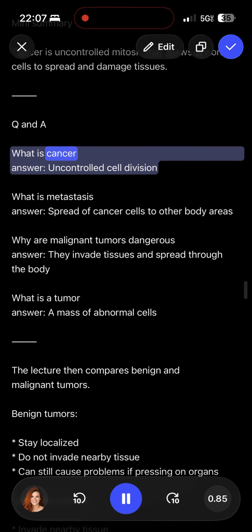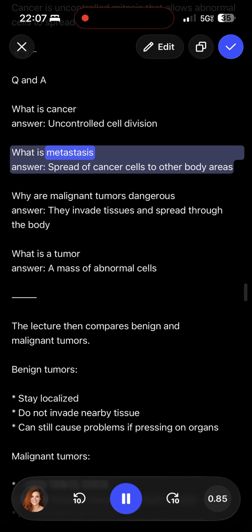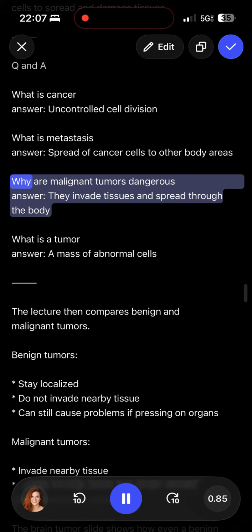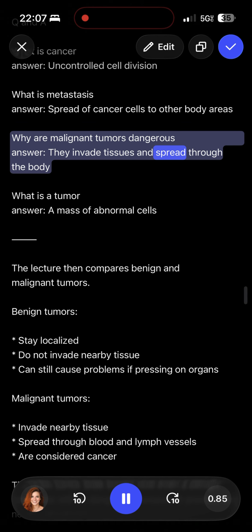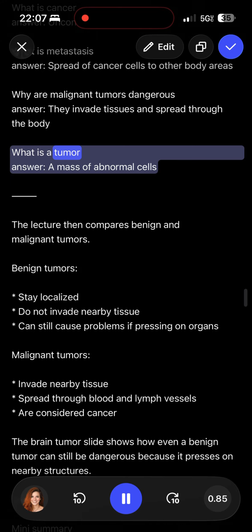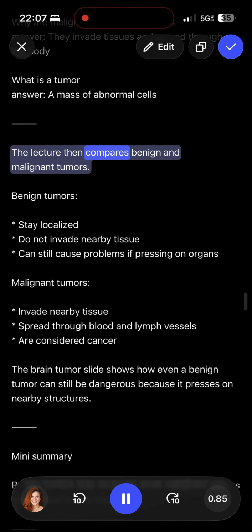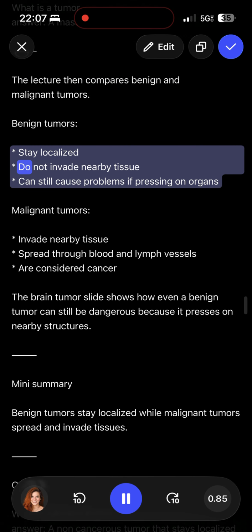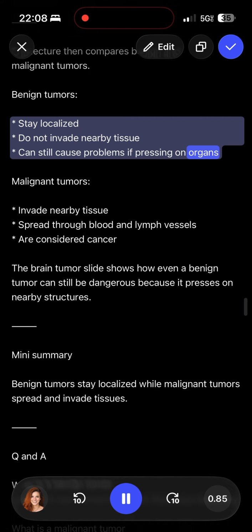Q&A. What is cancer? Answer: uncontrolled cell division. What is metastasis? Answer: spread of cancer cells to other body areas. Why are malignant tumors dangerous? Answer: they invade tissues and spread through the body. What is a tumor? Answer: a mass of abnormal cells. The lecture then compares benign and malignant tumors. Benign tumors stay localized, do not invade nearby tissue, and can still cause problems if pressing on organs.